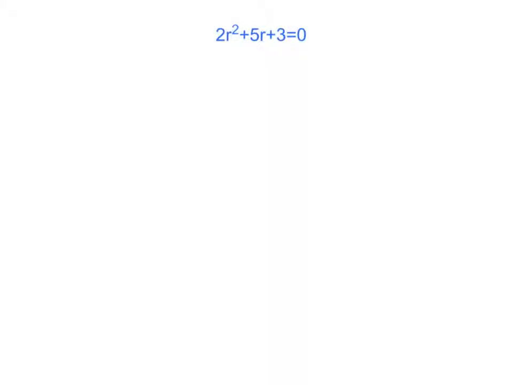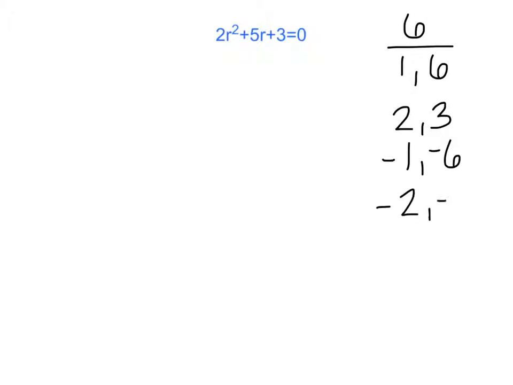Alright, so our last example is just a little bit more complicated factoring problem. So now we have our first times our last, which is 6. 2 times 3 is 6. And we write down all the factors of 6. We have 1 and 6. We have 2 and 3. Now remember, if it's positive, that means that they both have to be positive or both negative. So it has to be negative 1, negative 6, or negative 2, negative 3.